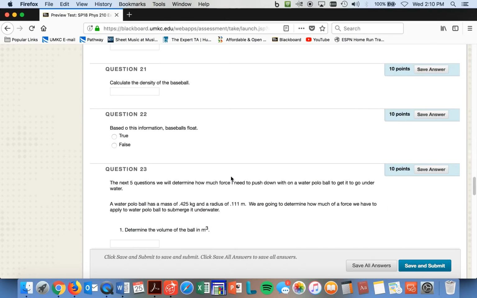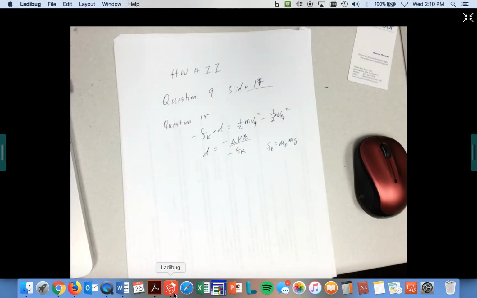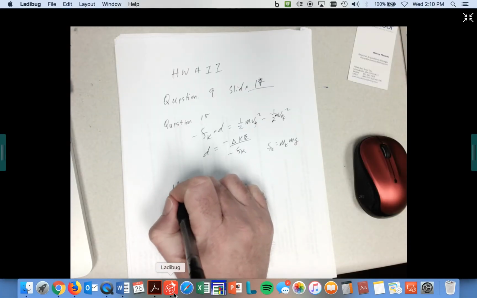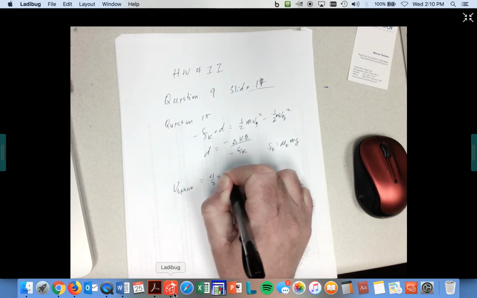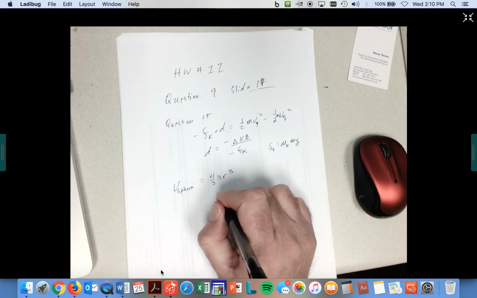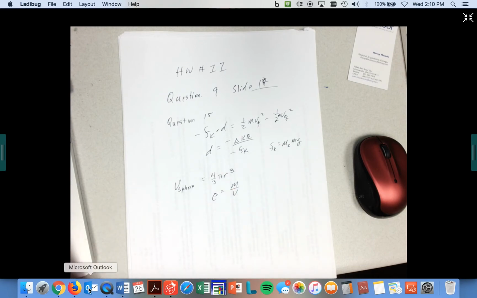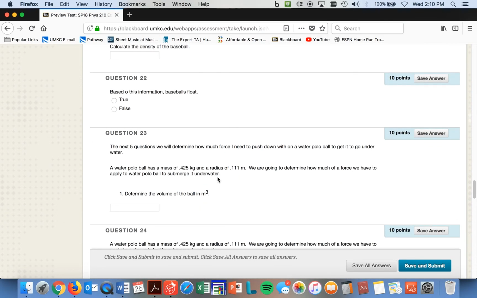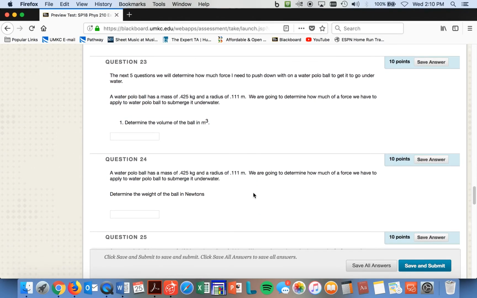Okay, calculate the density of the baseball. That should be pretty easy. The one thing I want you to remember is that the volume of a sphere is equal to 4/3 pi r cubed. Okay? So volume of a sphere. And so remember, the density of something is its mass over volume. All right? So there you go.